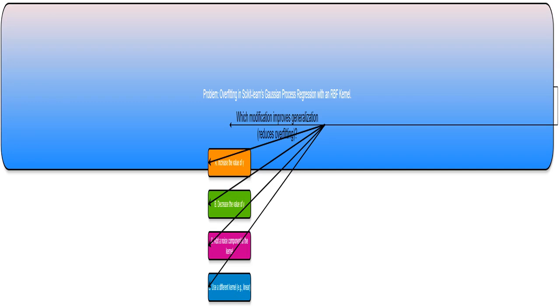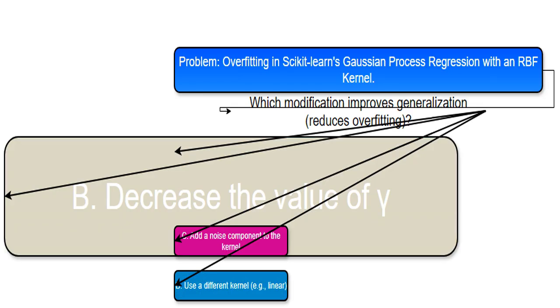The RBF kernel uses a length scale parameter, gamma, to determine how sensitive the model is to small changes in the input data. Currently, my model is overfitting, which indicates it's learning noise in the data instead of the underlying patterns. To fix overfitting, I'll decrease gamma.